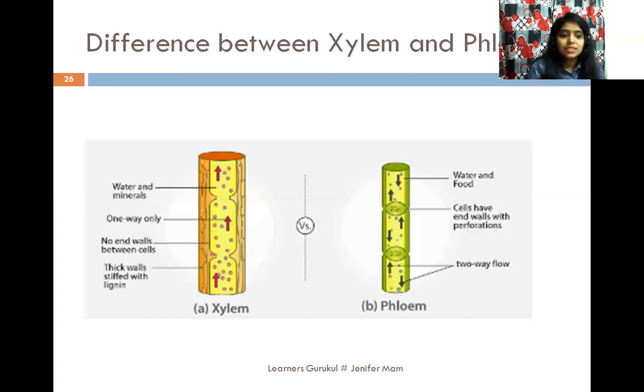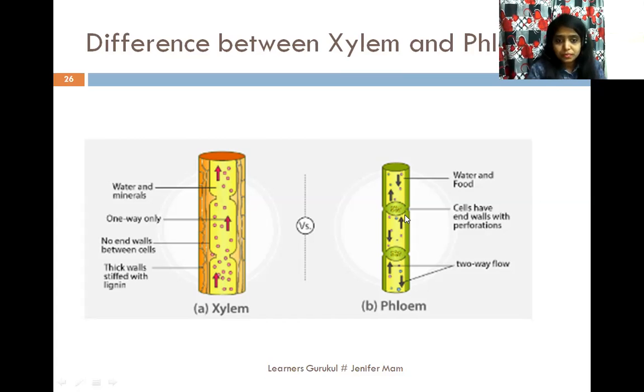So these are the structures of xylem and phloem. Here only one-way conduction happens. If you see the difference, the water and minerals are taken only one way in xylem, but in phloem it is taken both ways. Two-way flow is there. Food is taken down and also taken up.